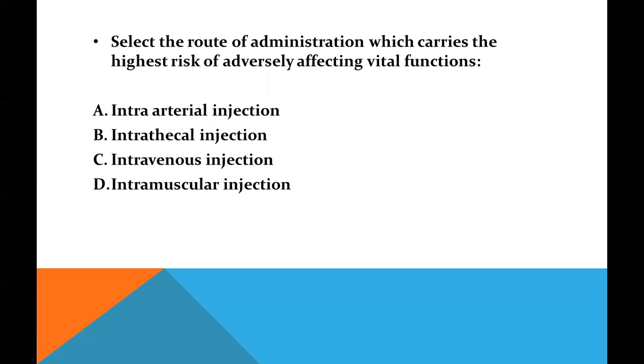The next question is, select the route of administration which carries the highest risk of adversely affecting vital functions. So the options are intraarterial injection, intrathecal injection, intravenous injection, and intramuscular injection. So the correct answer is option C, intravenous injection. So intravenous injection has the highest risk of adversely affecting vital functions.